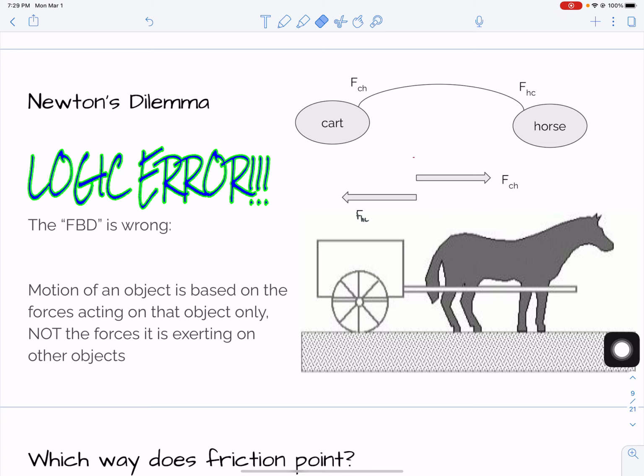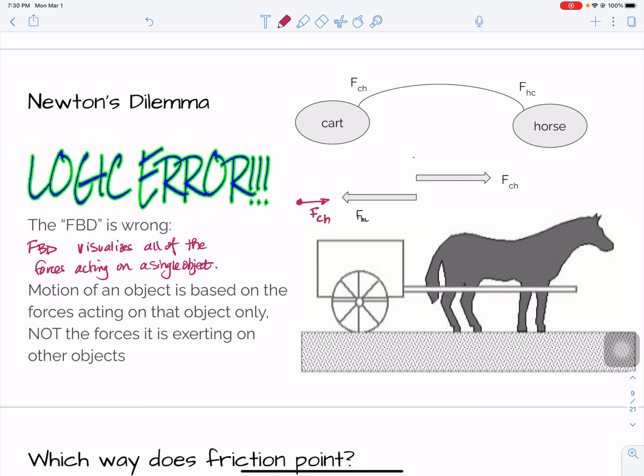So a correct free body diagram visualizes all of the forces acting on a single object. Okay, all of the forces acting on a single object. So for example, if we wanted to look at the cart, we know that obviously there is the force on the cart by the horse.